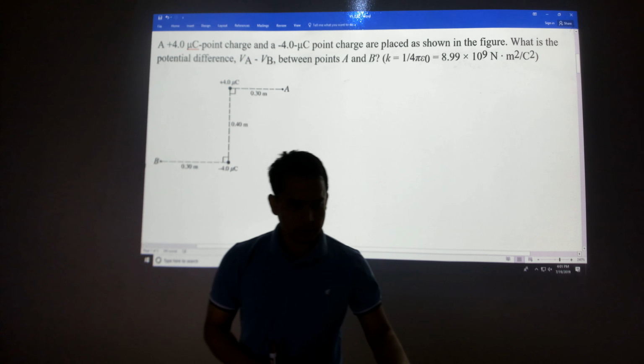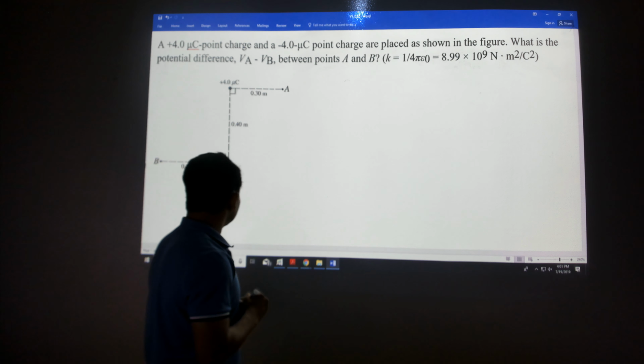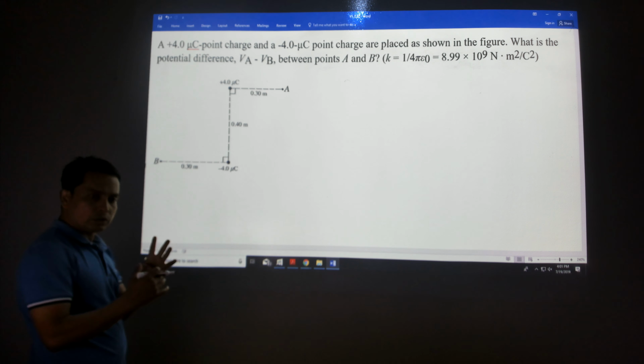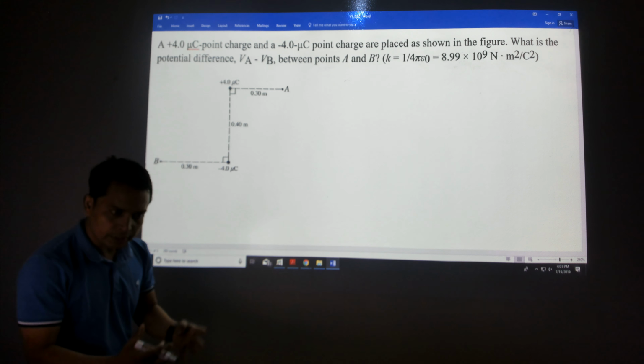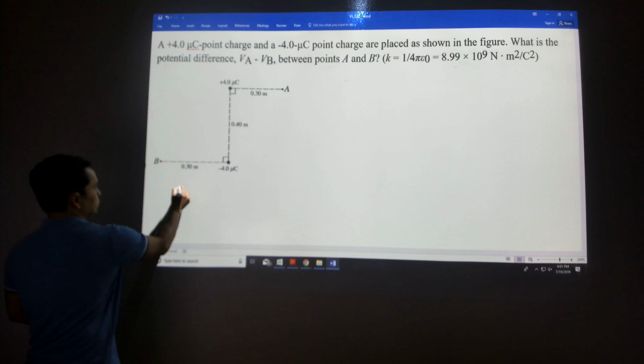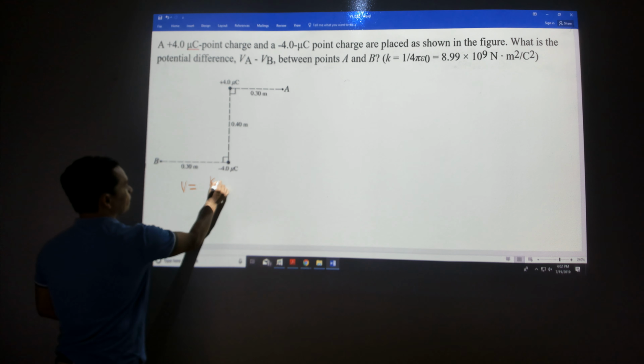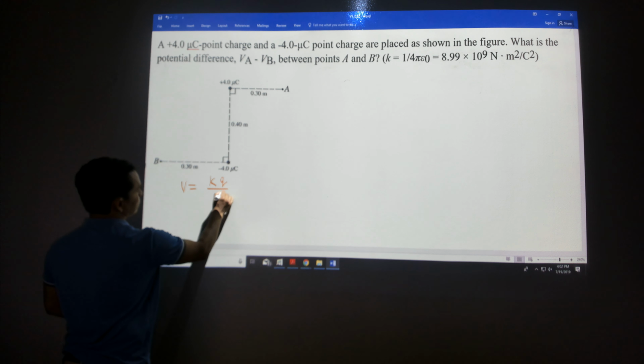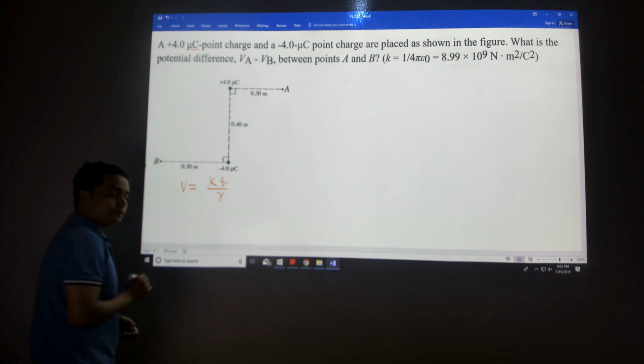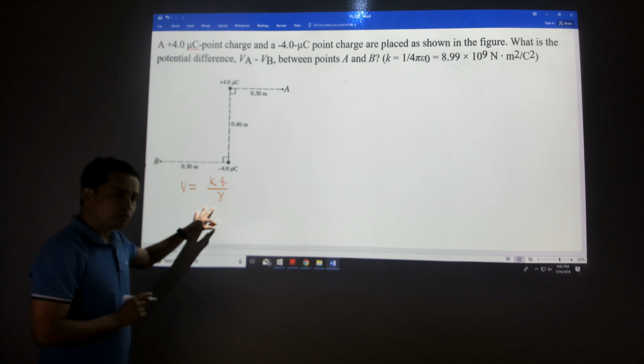In order to find out the potential difference, we need to understand what is the potential at a point due to a charge. The potential is simply given by KQ over R, and it is a scalar quantity, and this is due to a point charge.